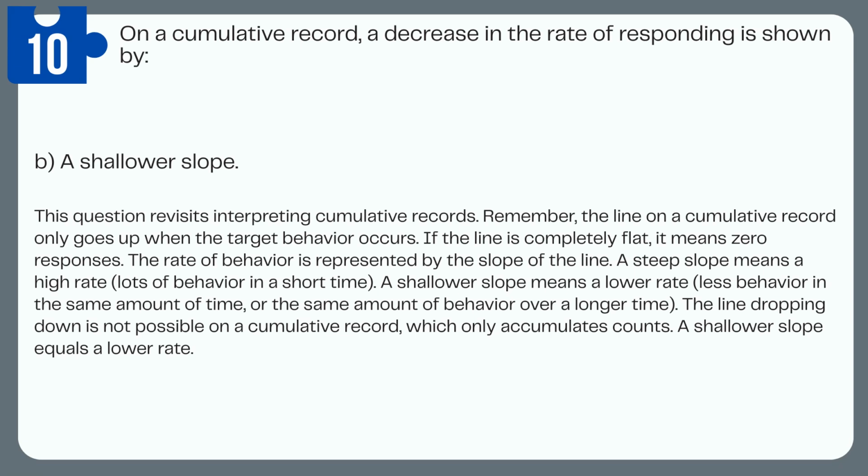A steep slope means a high rate, lots of behavior in a short time. A shallower slope means a lower rate, less behavior in the same amount of time, or the same amount of behavior over a longer time. The line dropping down is not possible on a cumulative record, which only accumulates counts. A shallower slope equals a lower rate.